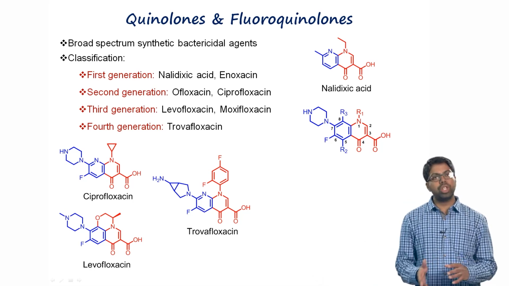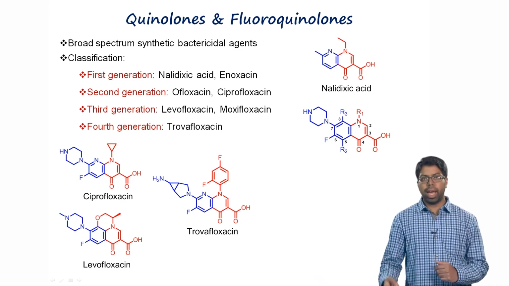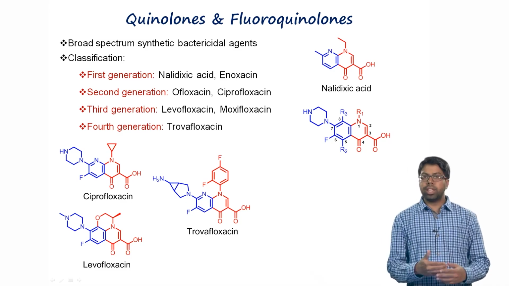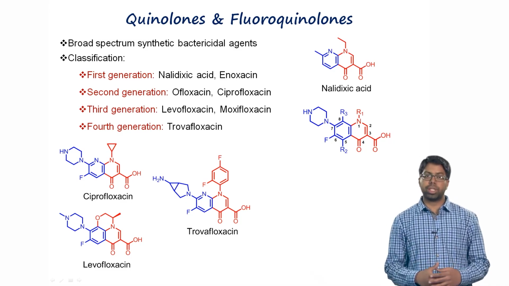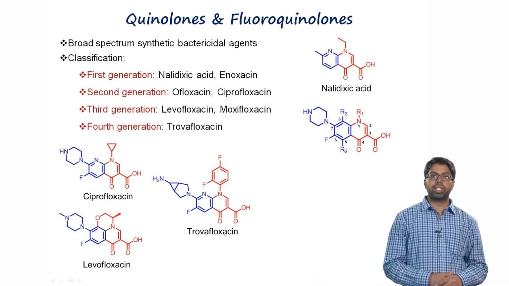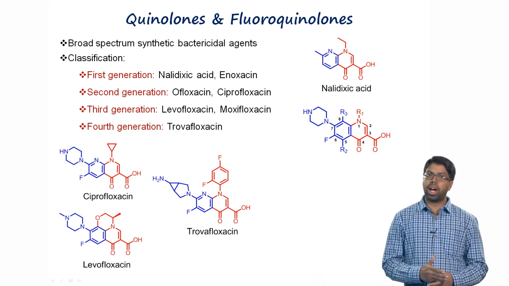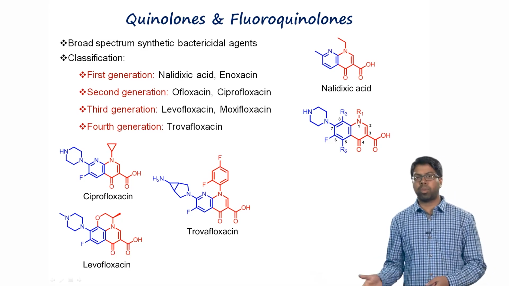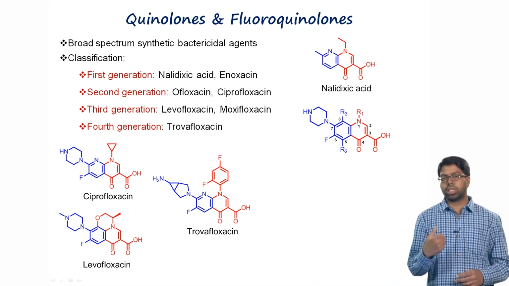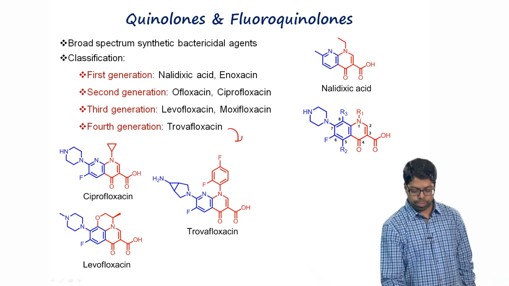For example, the first generation fluoroquinolones are highly effective against gram-negative organisms such as nalidixic acid and enoxacin. As the generation of the fluoroquinolones progresses, they become more and more effective against gram-positive organisms as well. For example, in case of 4th generation fluoroquinolone like trovafloxacin, it is effective against gram-negative as well as gram-positive organisms. But unfortunately, this drug has been withdrawn from the market because of its severe hepatotoxicity.